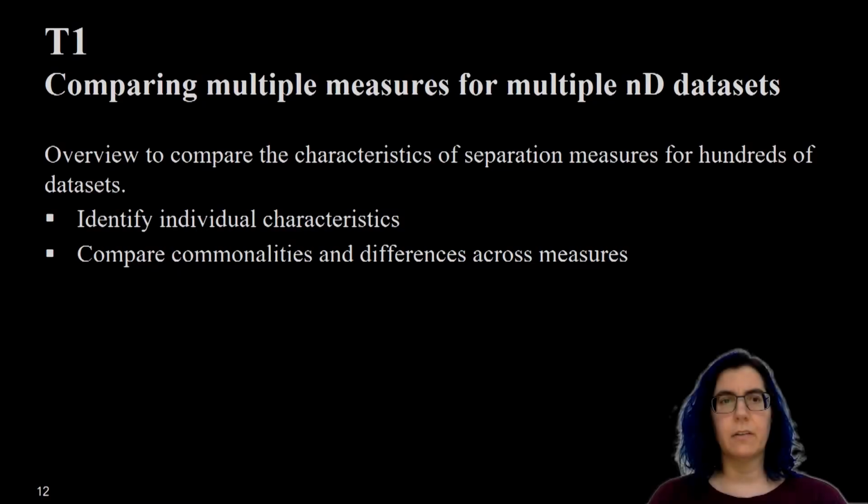The design target of Task 1 is to provide analysts with an overview to compare the characteristics of up to a dozen separation measures for up to dozens of datasets. Analysts need a means to identify individual characteristics and to compare commonalities and differences across measures. This task is a means to the end of selecting the most applicable measures for a task or removing measures with redundant behavior.